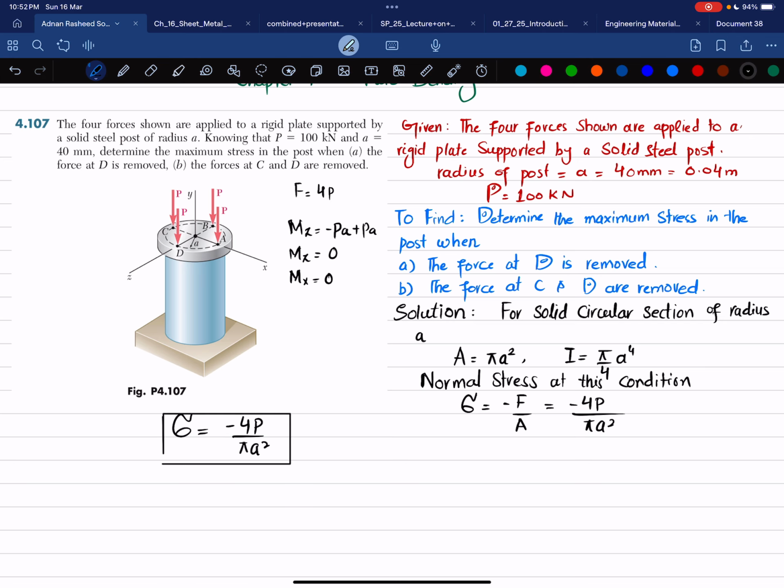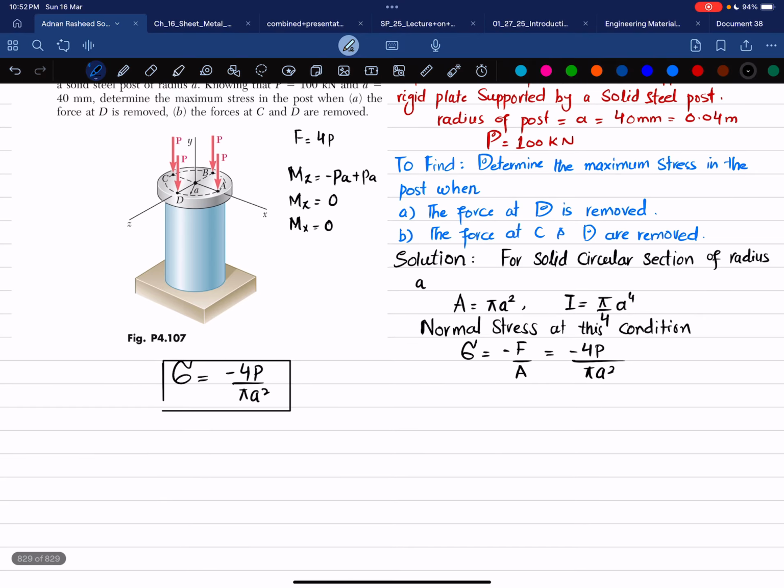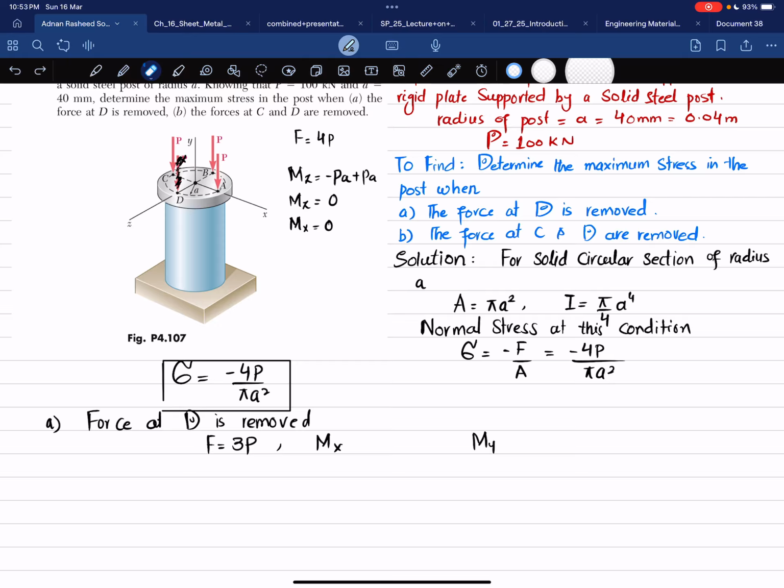Okay, now we'll move toward our main problem. That is, the first portion, when the force at D is removed. So I will write it: force at D is removed. So when you remove this force, if I cross this force, we have only 3 forces. So in this condition, we can write here F will be equal to 3 times P, and you can see you will have moment about the x-axis as well as moment about the z-axis.